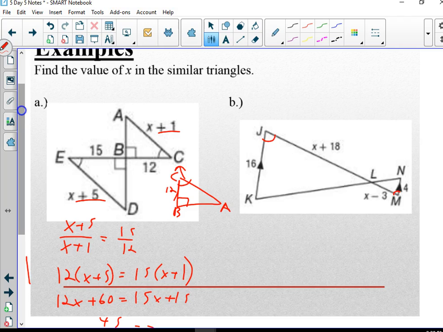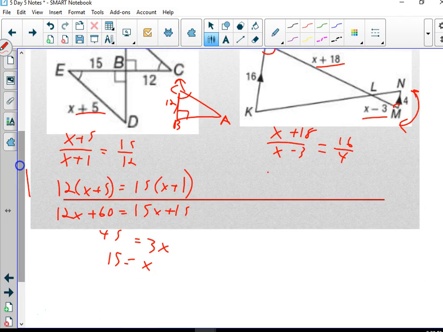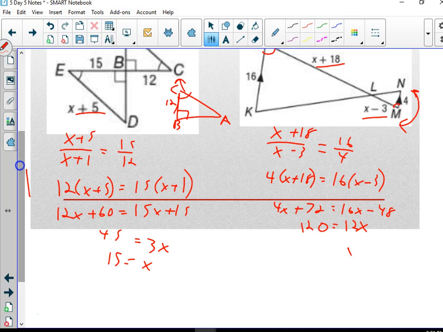Okay, so remember, alternate interior angles. So if I flip this one, the x plus 18 and the x minus 3 correspond to each other. And if you don't need to redraw it, you just kind of can visually think of it that way, that's fine too. Now, x plus 18 is for the bigger triangle. That means the 16 goes here and the 4 goes here. Now I distribute. 4 times x plus 18 equals 16 times x minus 3. That's 4x plus 72 equals 16x minus 48. I'm going to subtract 4x and get 12x. I'm going to add 48 and get 120. Divided by 12, x is 10. Once again, it tells me just to find x. If I wanted to plug it in, I can plug it in and get the sides of 28 and 7.